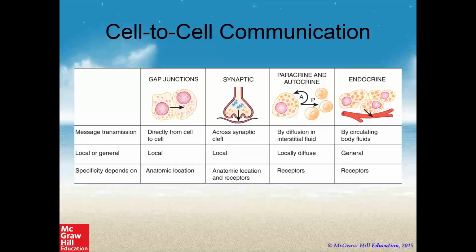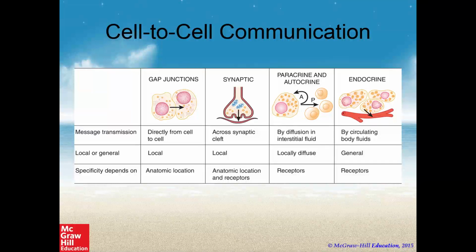Cell-to-cell communication. We talked about gap junctions being an electrical synapse, whereby an electrical signal can rapidly be transported from one cell to another or through a group of cells. Synaptic transport, what we're going to be talking about with the nervous system. Basically releasing a neurotransmitter into a synapse, which is a gap in between two cells, binding to receptors, causing signal transduction on the postsynaptic cell or the target cell.